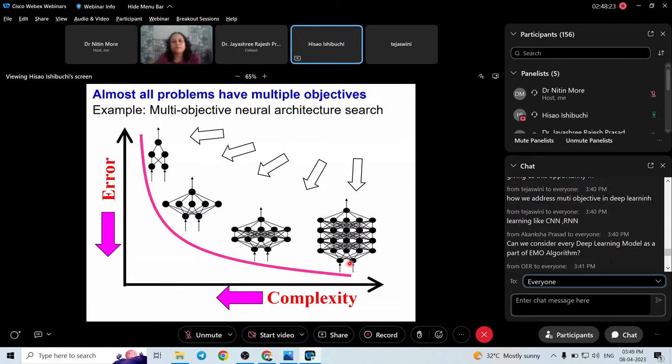One is the neural network is used to help evolutionary multi-objective optimization. And in this figure, we show that the multi-objective optimization is used to help neural network. So we have two different directions. Neural network is used as a supporter, and in this figure, EMO algorithm is used as a supporter for neural networks. I think that this is the answer to your question.